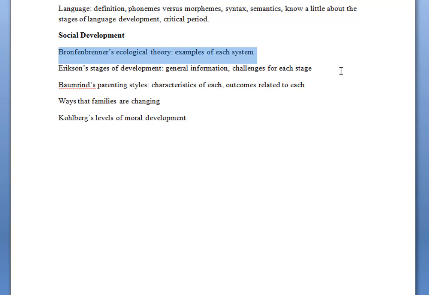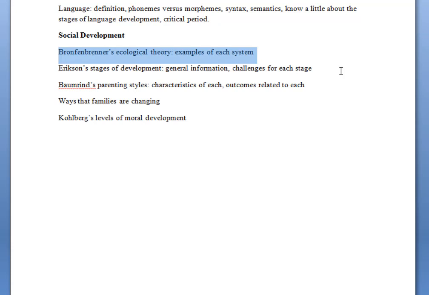Bronfenbrenner's ecological theory was basically that onion that we peel back the layers. So we have the individual in the middle, and then they have a microsystem, the people closest to them, and then a mesosystem, which is the interaction between the components of their microsystem. And you have an exosystem, and so on and so forth.